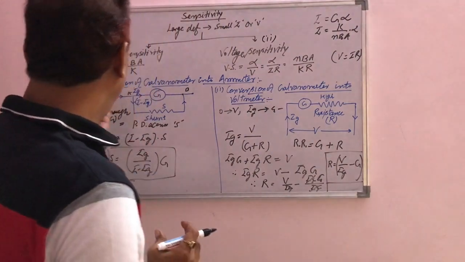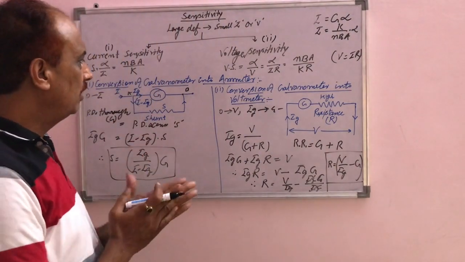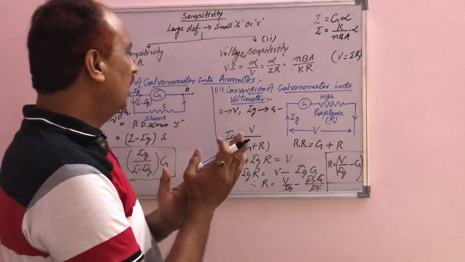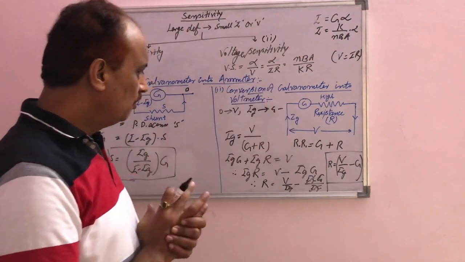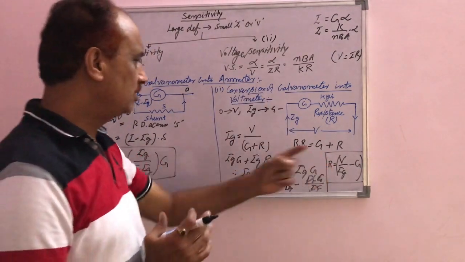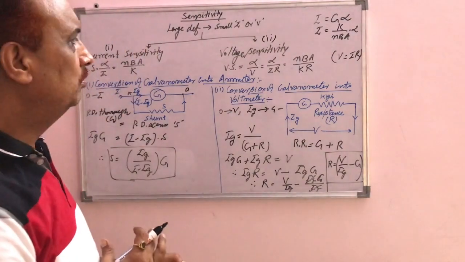Okay, so these are the conversions of the galvanometer into an ammeter and the galvanometer into a voltmeter, and these expressions can be used to solve numerical problems.